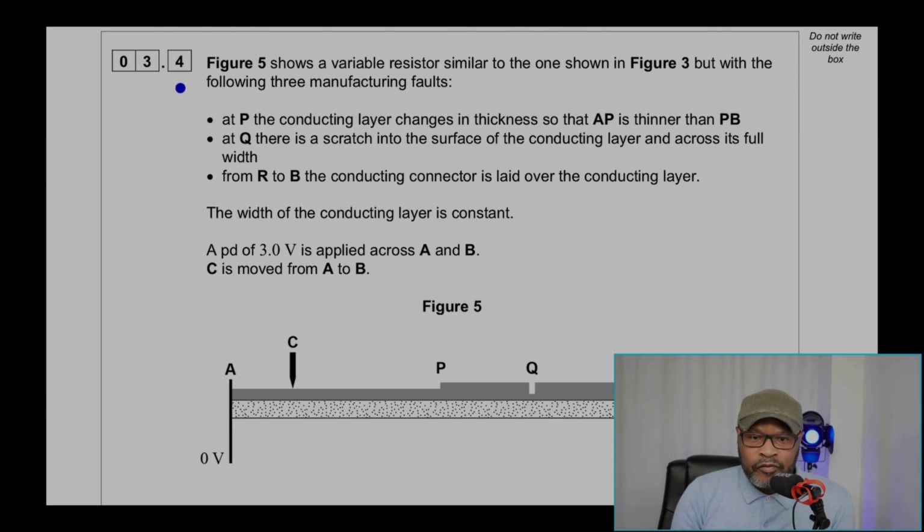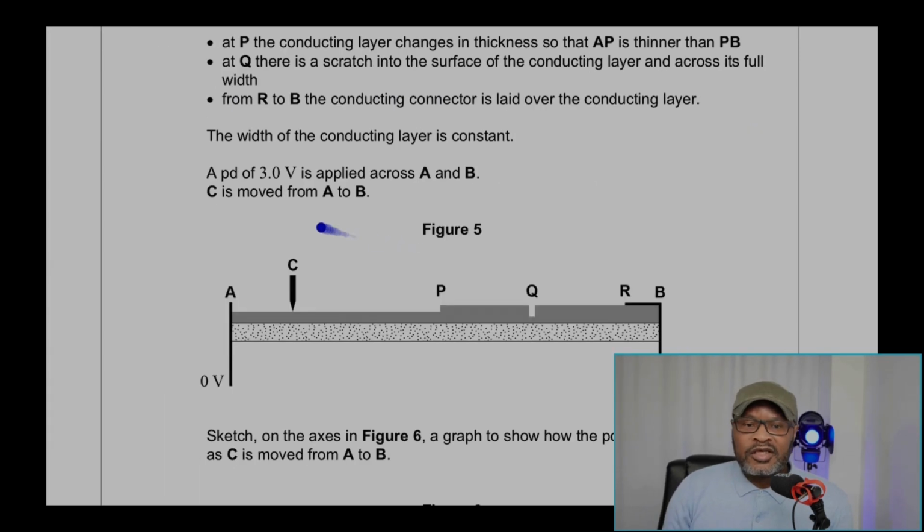Question 3.4. Figure 5 shows a variable resistor similar to the one shown in figure 3, but with the following 3 manufacturing faults. At P, this is P here, the conducting layer changes in thickness so that AP is thinner than BP. At Q, there is a scratch into the surface of the conducting layer and across its full width. So that's that one there. From R to B, the conducting connector is laid over the conducting layer. The width of the conducting layer is constant. The black one is the conducting layer.